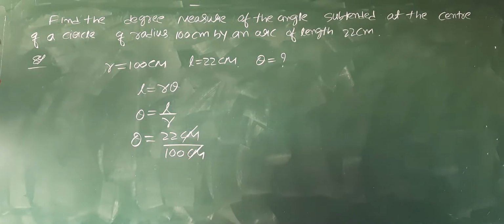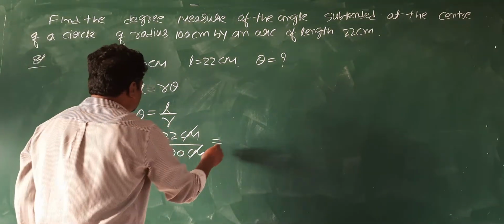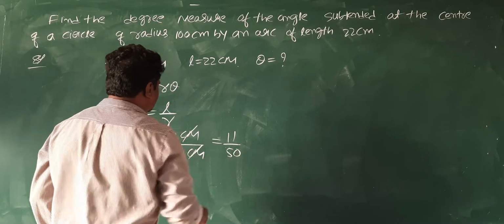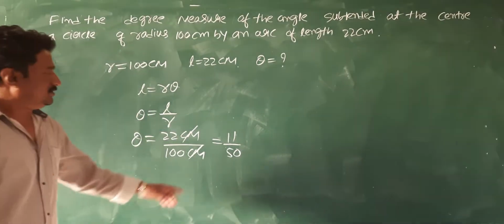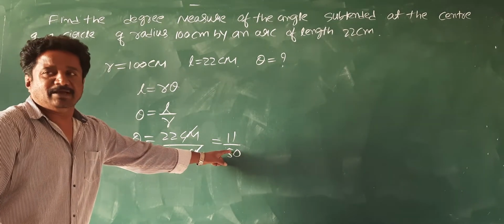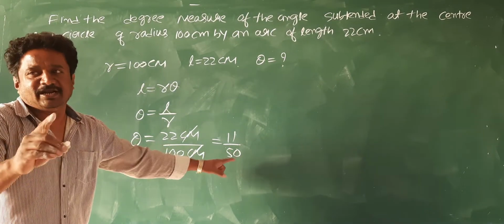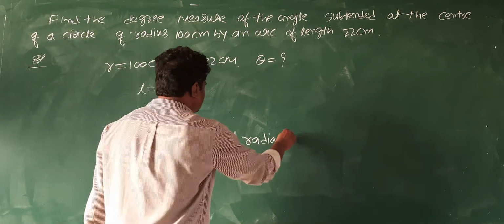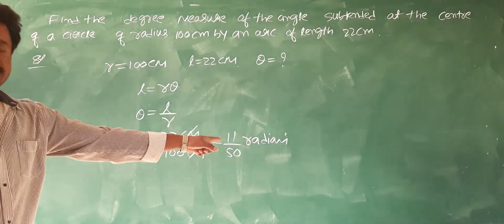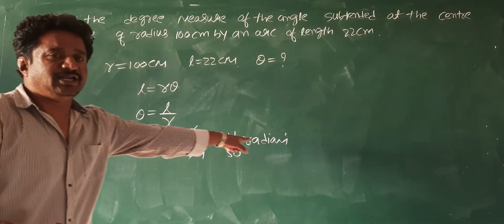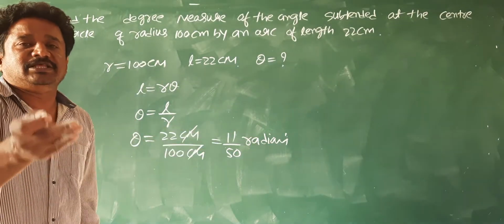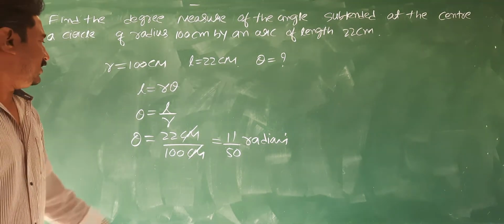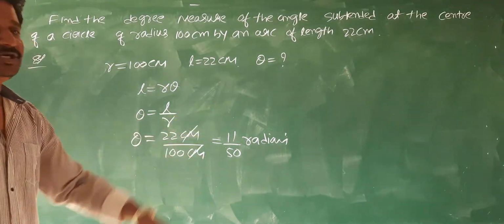The centimeters cancel, so 22 by 100. Divide by 2: 11 by 50. So this is a real number. A real number means it should be in radians. This is in radians. Real number is nothing but radians. There is no difference between radians and real number. Now change this into degrees.